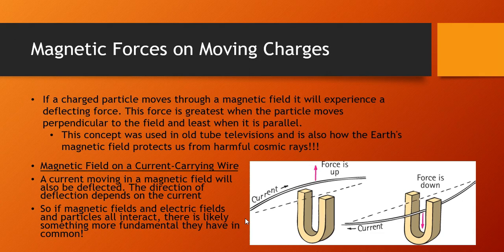But in this case, instead of pushing it in a similar direction like you would see from the electric force, it instead experiences a deflecting force. It's moved in an opposite direction. So for example, if it's traveling forward, the magnetic field would cause it to turn left.